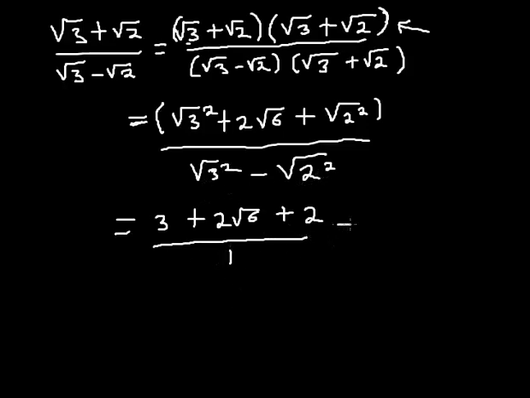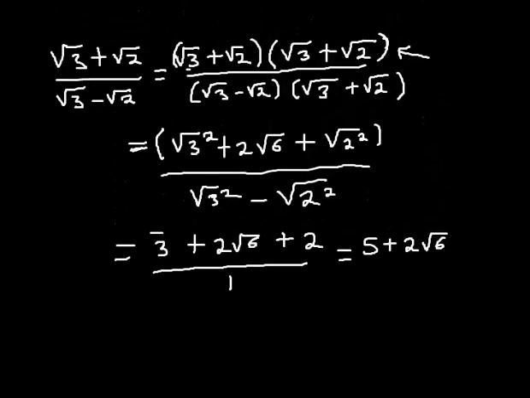Okay, so adding up, collecting items, 3 plus 2 is 5, not root 5. Then plus 2 root 6. So if I divide it by 1, I'll still have that. So my answer is 5 plus 2 root 6. So that is how to evaluate surds based on conjugate, all right?